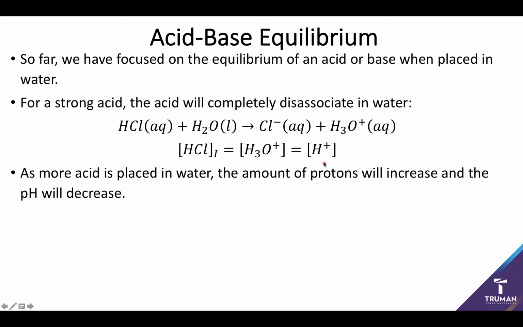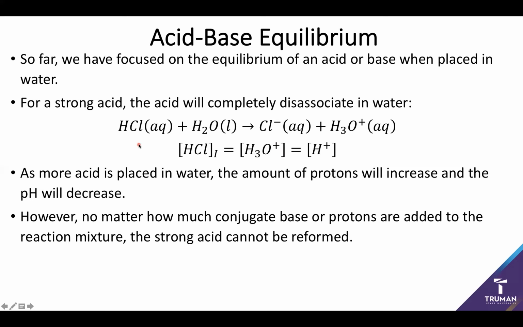And so generally what we end up finding is that as I place more acid into water, the amount of protons will increase. And as a result, the pH goes down as we become more and more acidic. Now, one of the important things to note about this is there's nothing I can do to drive the reaction backwards. There's nothing I can do to actually make that HCl stick together. No matter what I do, HCl will be a strong electrolyte. So I'm not going to reform this strong acid.